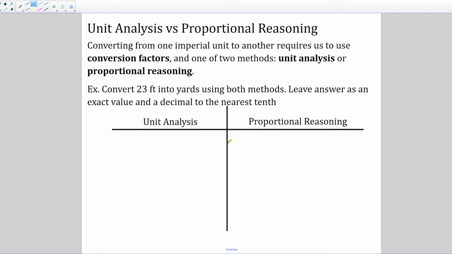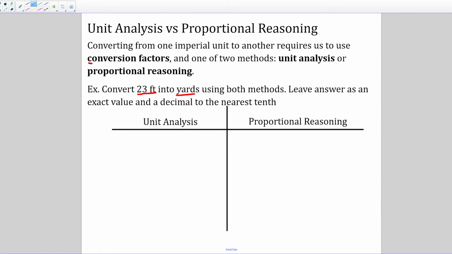Let's take a look at 2 methods that we can use to convert from one imperial unit to another, the first being unit analysis, and then proportional reasoning. Looking at our example here, we want to be able to convert 23 feet into yards using both methods. We want to first leave the answer as an exact value, and then as a decimal to the nearest tenth. Let's start off with proportional reasoning since we learned about it in previous grades.